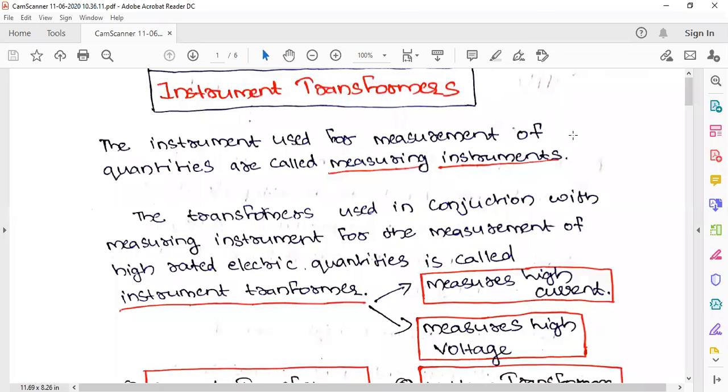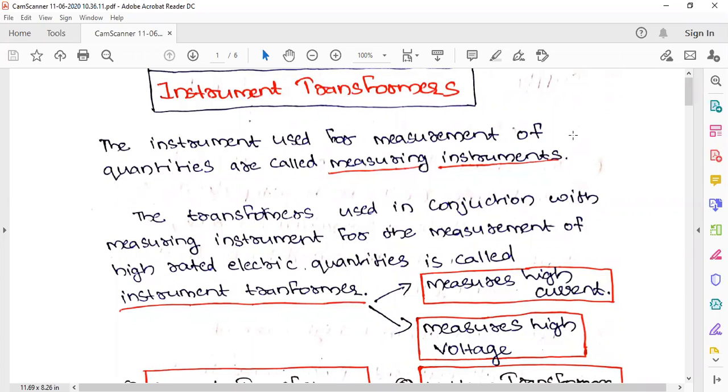Morning all. So today in this session we'll be dealing with the instrument transformers. In the previous classes we have studied the single phase transformer and its applications, the working principle, phasor diagram, everything. So today we are studying another type of transformer. Because in the first class I told you there are different types of transformers, one is distribution transformers and another one is instrument transformers.